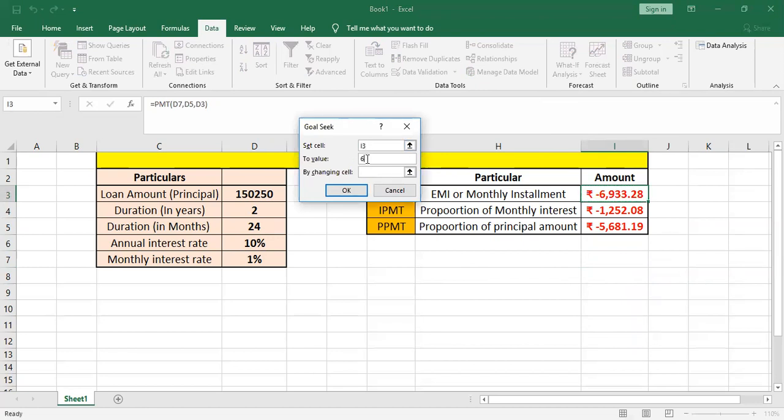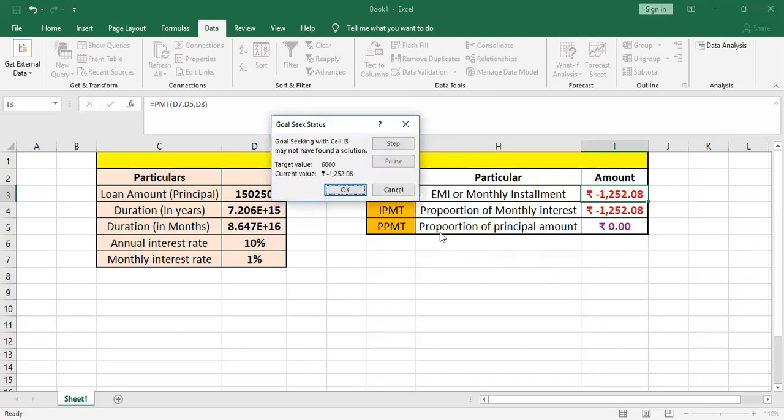My goal should be 6,000. By changing cell, which cell do you want to change? You can change the duration or you can change the annual rate of interest. Right now I can change the duration because the rate of interest I can't change by myself. That is changed by RBI or banks, right? So I'll change the duration, and that's it. I'll press OK, and you can see that it's changing a bit.